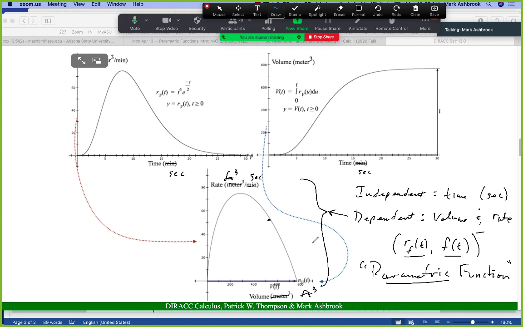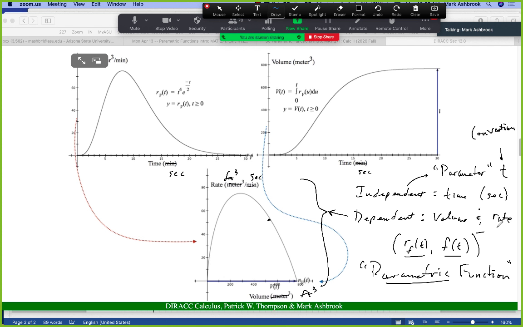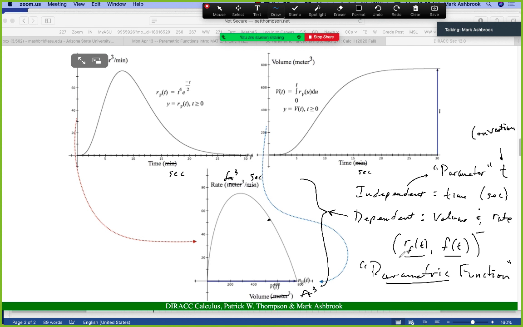And normally, the independent thing is called the parameter. Conventionally we use t. Not always, but t is the convention for your parameter. So values of t are now not generating just the value of one variable, but the value of more than one variable, and we're going to plot the correspondence of those dependent variables.